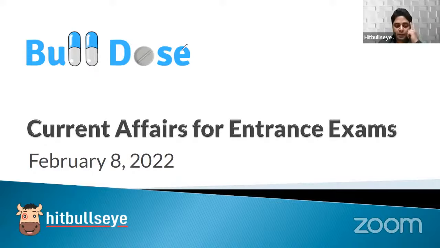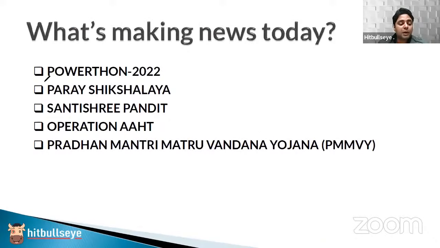That is our endeavor here. So let us see what are the 5 things that you should know on 8th of February 2022. First, the Ministry of Power under the Government of India organized Powerthon 2022, which is an ethical hacking workshop. So we'll study about that.